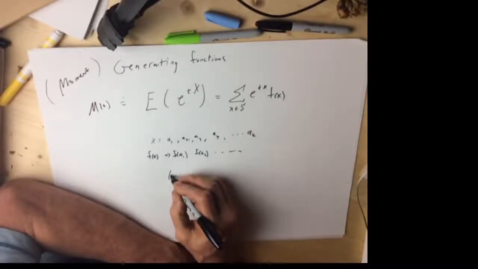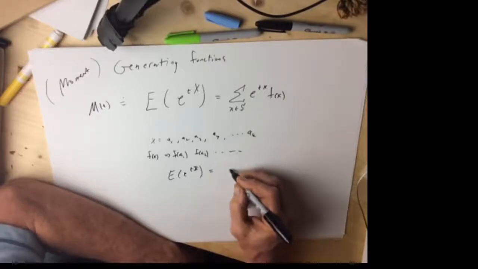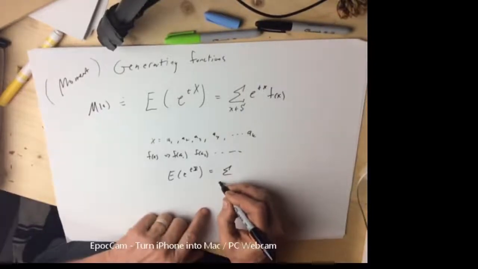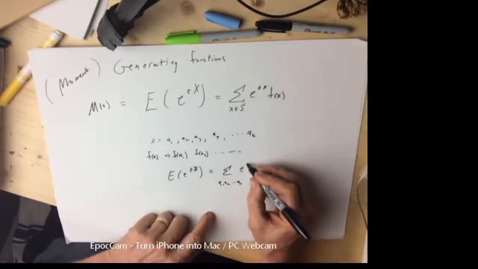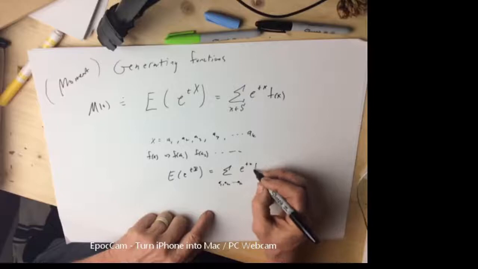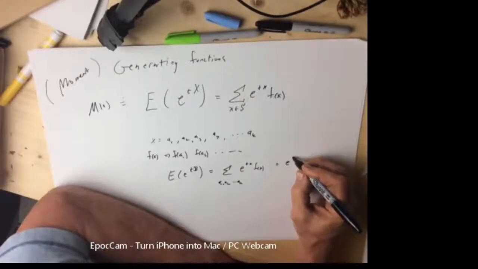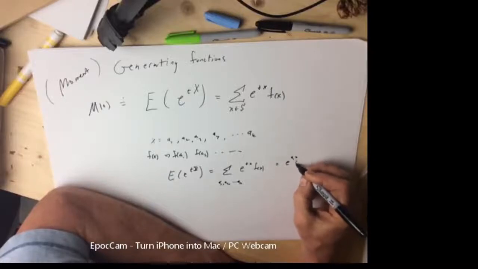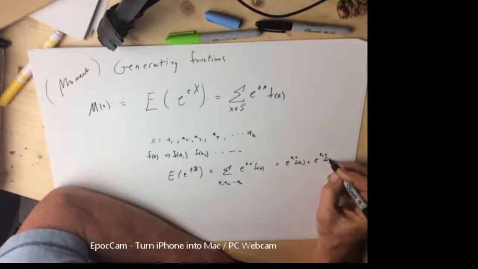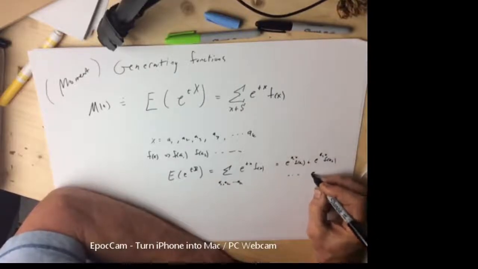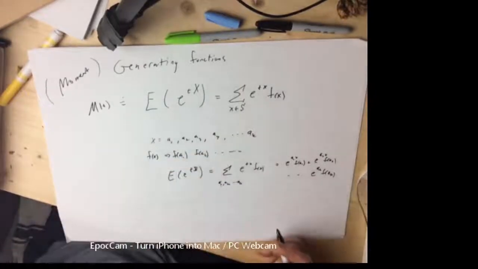Well, it says that the expectation of e to the tx would be a sum over a1, a2 up to ak of e to the tx, f of x, and basically you'd get e to the a1 x, f of a1, plus e to the a2 x, f of a2, all the way to e to the ak x, f of ak. It looks very, very boring.